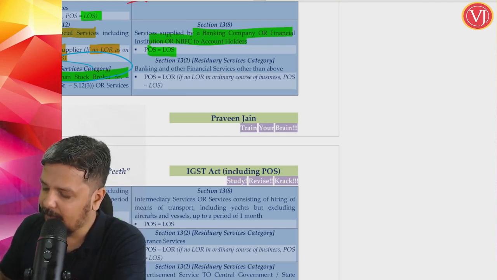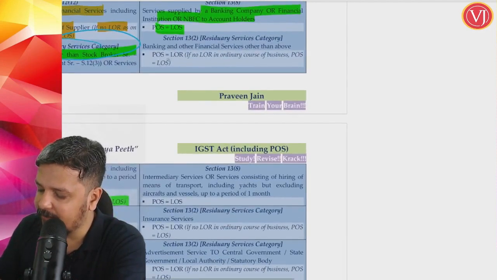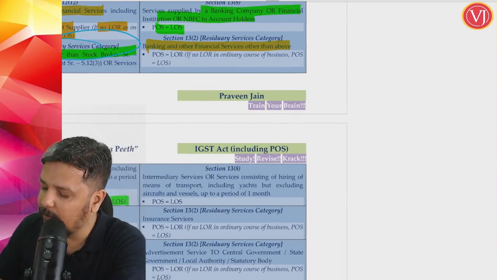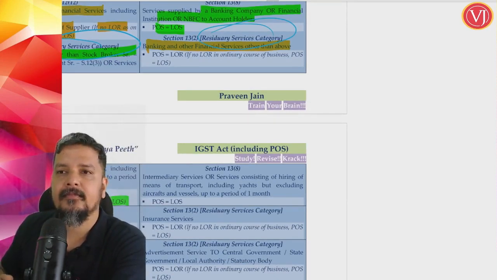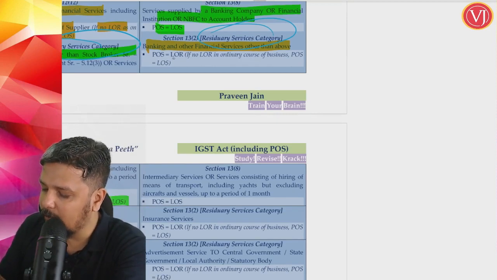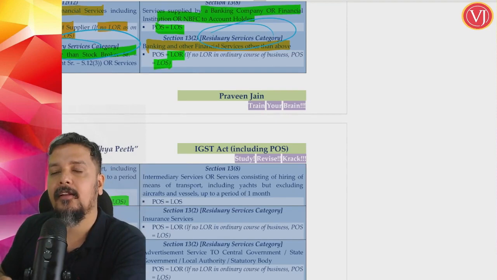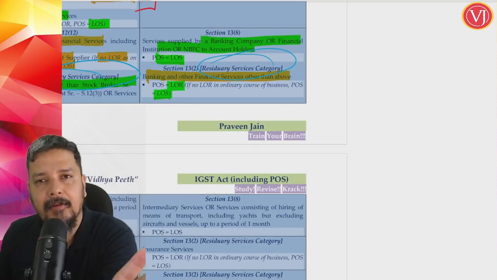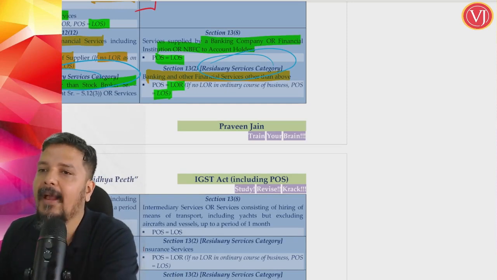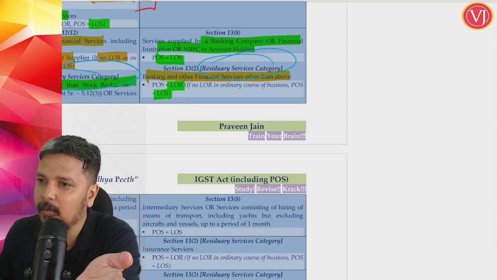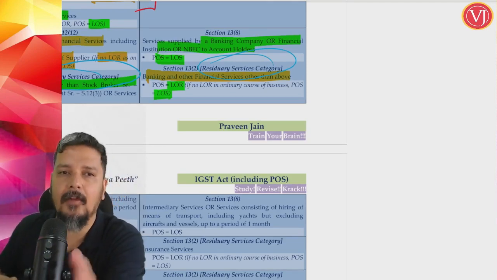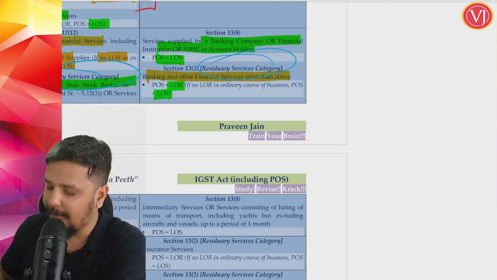location of supplier. For other banking services, which are not to account holders, it goes in the residuary category. If it is residuary category, go with location of recipient. If not available, then go with location of supplier. For banking services to account holders, one simple formula, LOS. For banking services to other than account holders, they tell that go with the normal category, go with location of recipient. If not available, go with location of supplier.